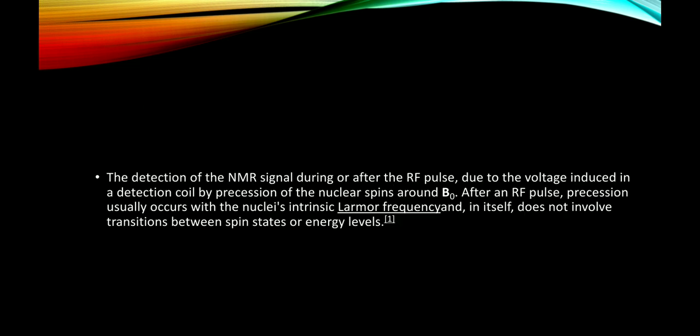The detection of the NMR signal during or after the RF pulse is due to the voltage induced in the detection coil by precession of the nuclear spins around B0. After an RF pulse, precession usually occurs with the nucleus's intrinsic Larmor frequency, and in itself does not involve transitions between spin states or energy levels.